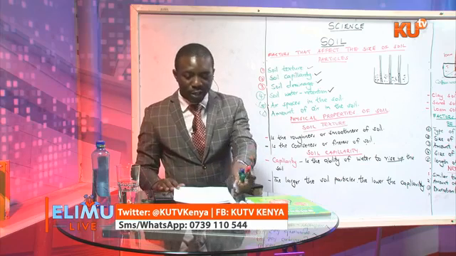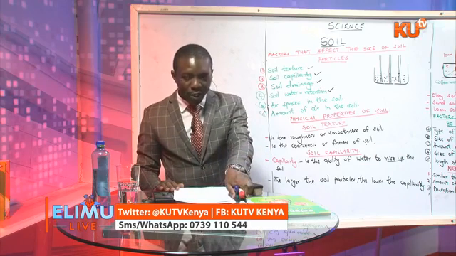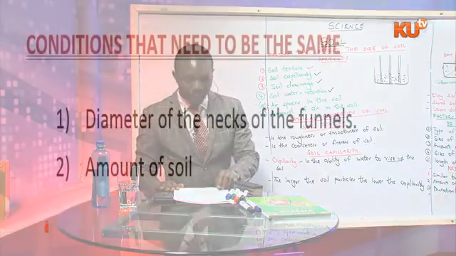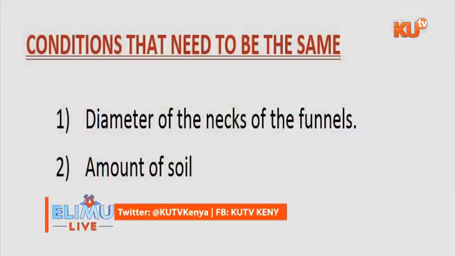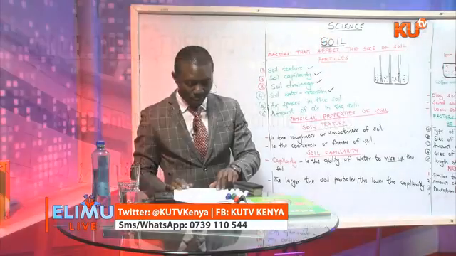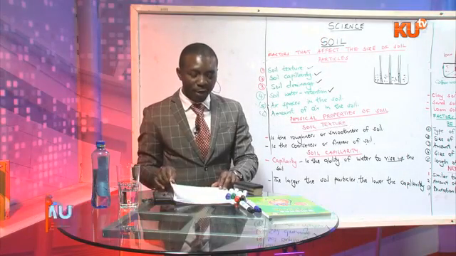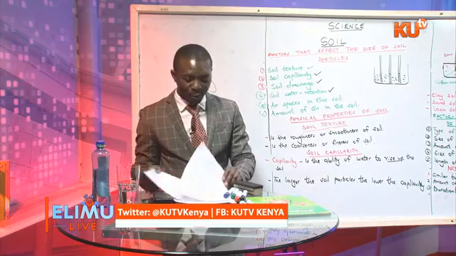When you are carrying out drainage in soil, the conditions that need to be the same are, one, the diameter of the necks of the funnel. Two, the amount of soil needs to be the same. When I talk about diameter, if the funnels are different colors, color does not affect, but it's the diameter. Number three, amount of water should be the same. And then number four, the duration or time, and the amount of cotton wool.